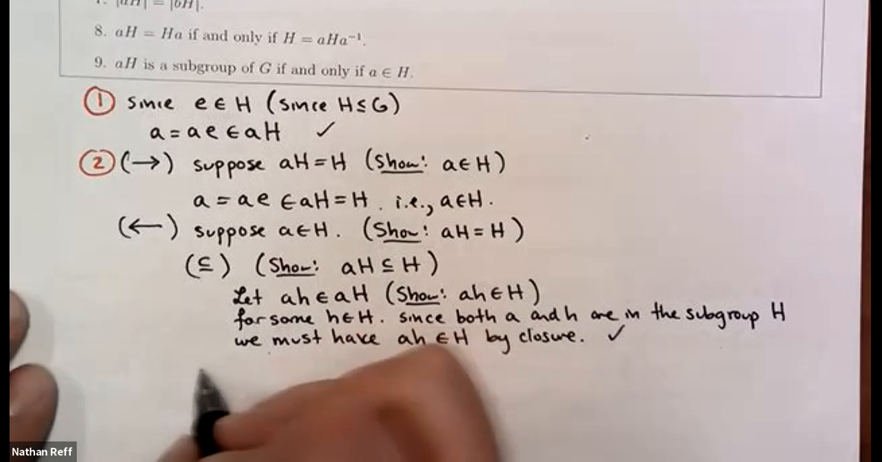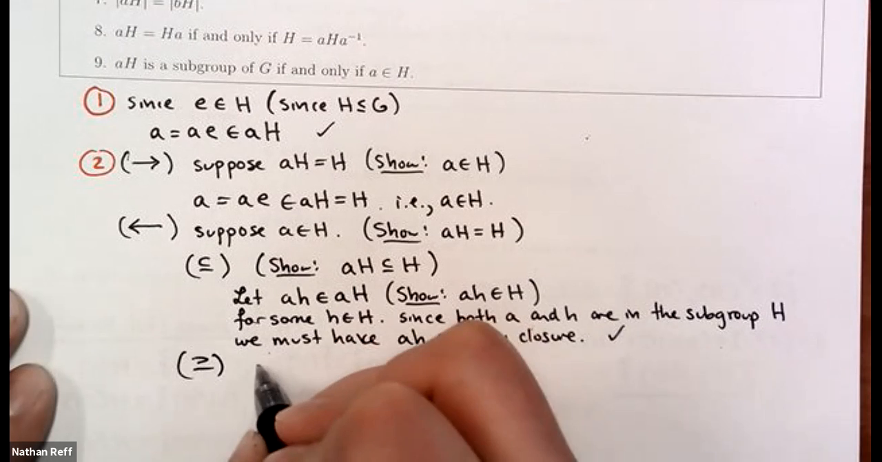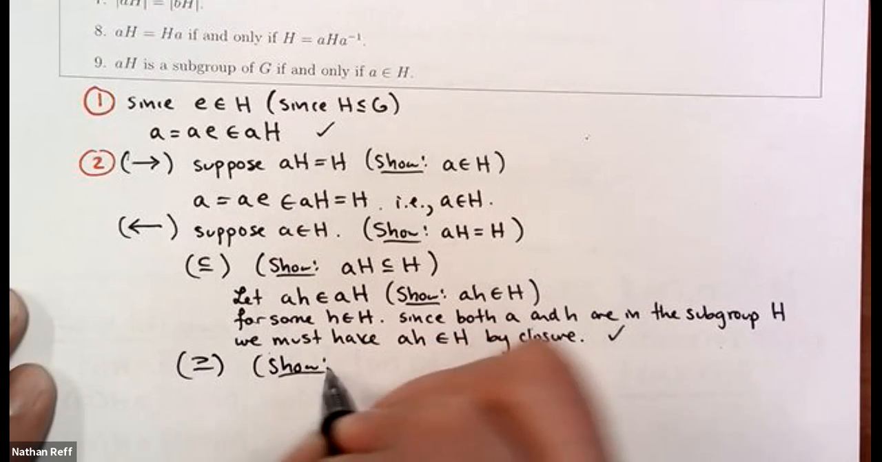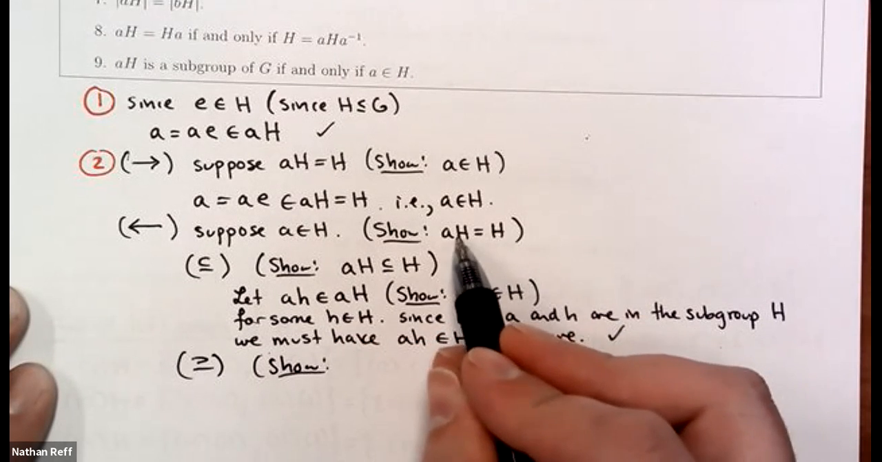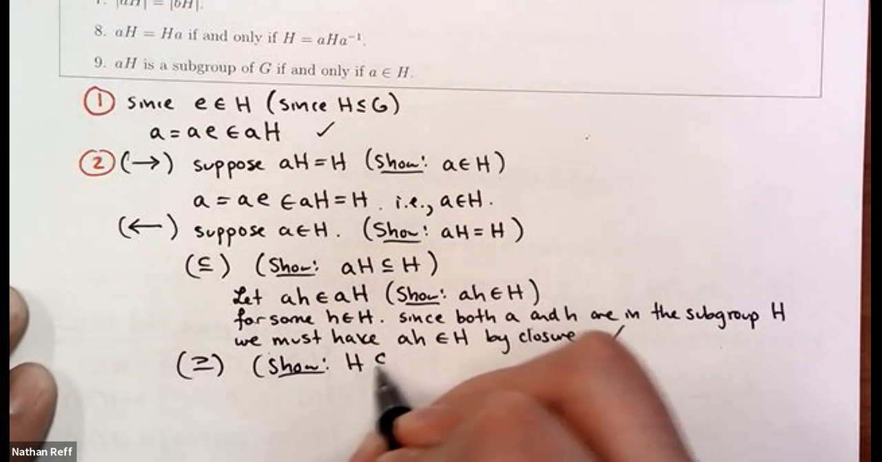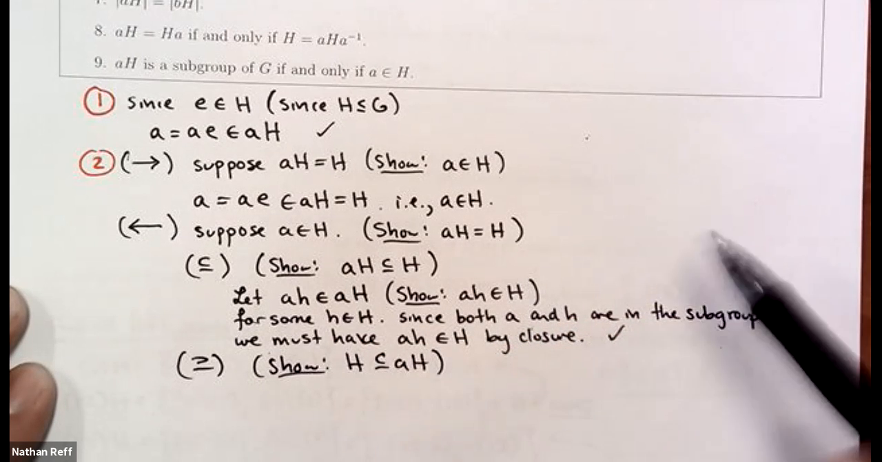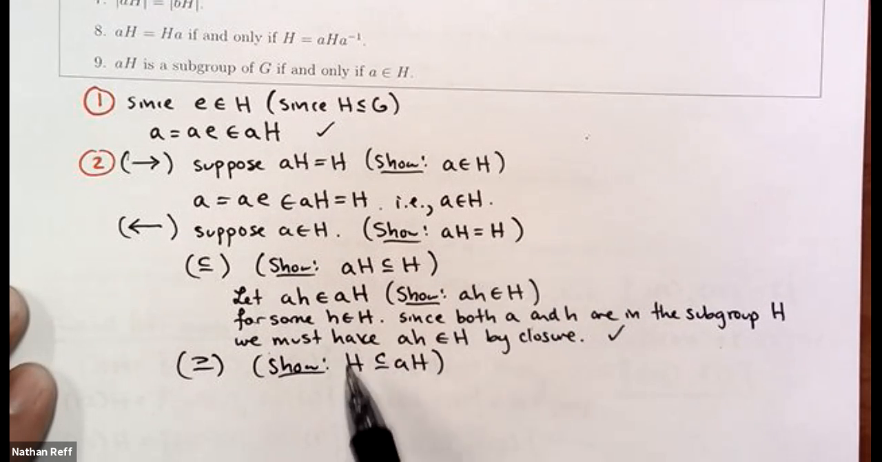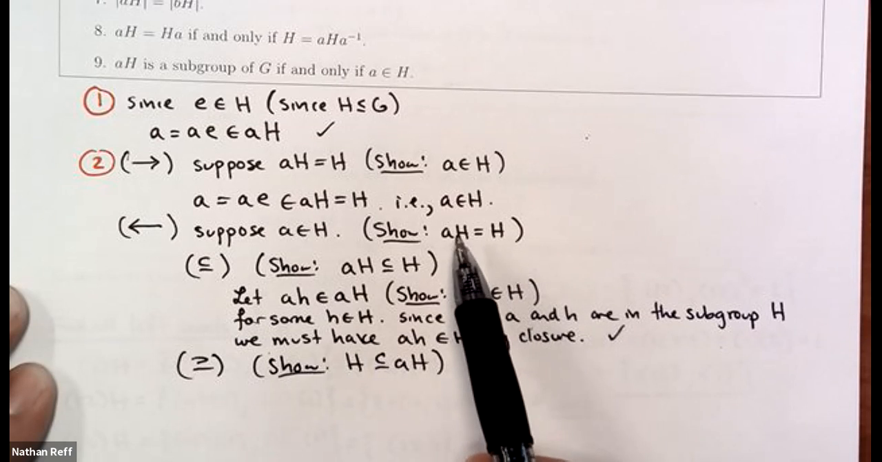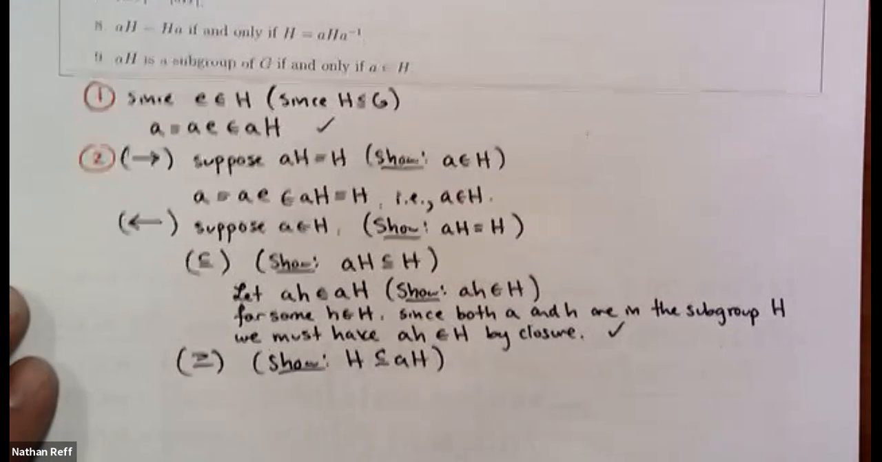All right, now let's go the other way. So now you're going to show H is a subset of AH. H is a subset of AH, right? So I'm showing the subset inclusion both ways. Now I'm going to show the set on the right is a subset of the set on the left.